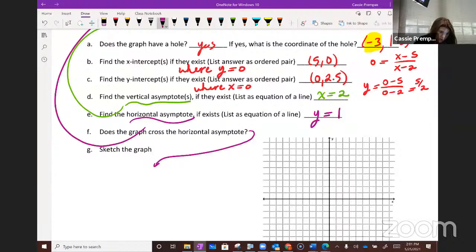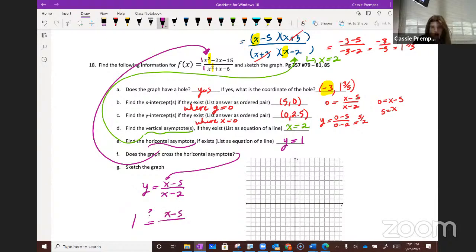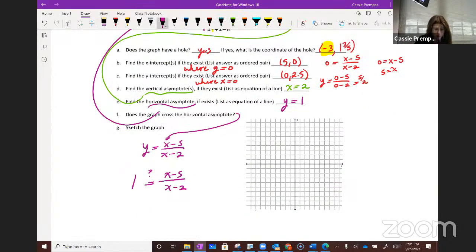And then to determine if the graph crosses the horizontal asymptote, we set the equation equal to it. So I'm going to take y equals x minus 5 over x minus 2. And I'm going to see, can it ever equal 1? If it can, then it'll cross. So I multiply this side by x minus 2 and x minus 2. And we get x minus 2 is equal to x minus 5, which can't work because -2 can't equal -5. So no, it does not.